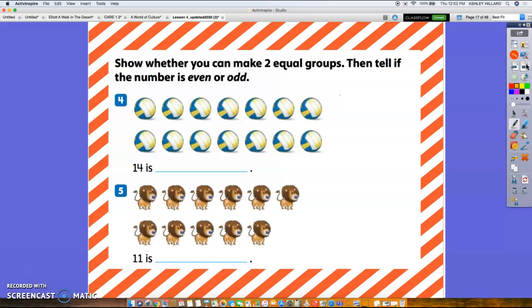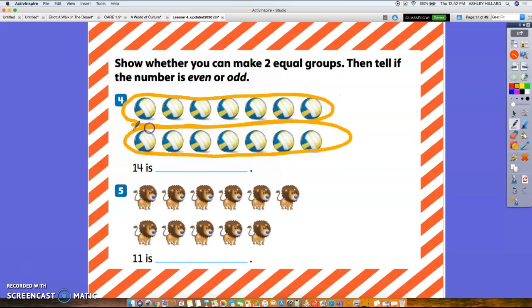So this problem says show whether you can make two equal groups. Tell if the number is even or odd. So this time I'm making two equal groups. So I'm not circling groups of two, I'm making two equal groups. So I can make equal groups by circling both rows. So 14 is even because they have the same in each row or the same in each group.